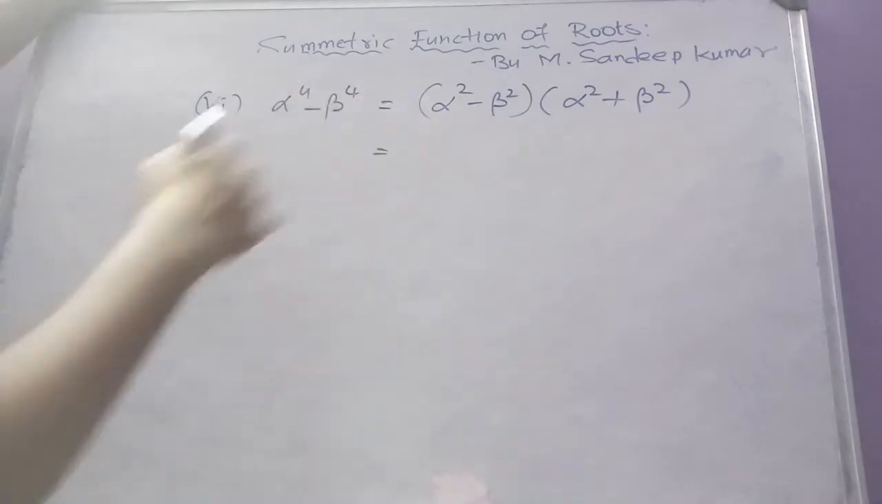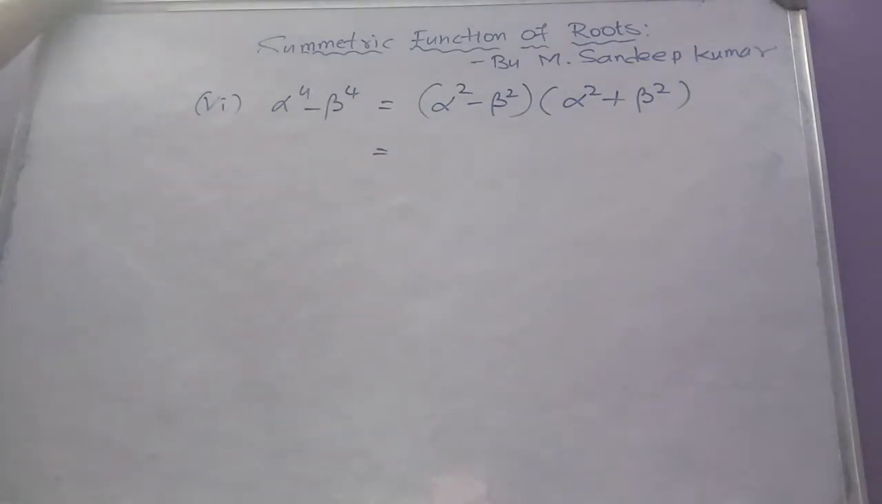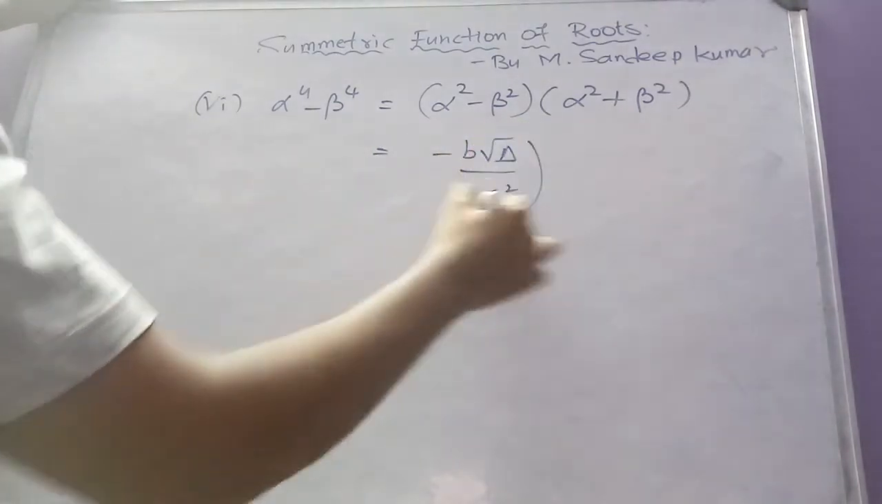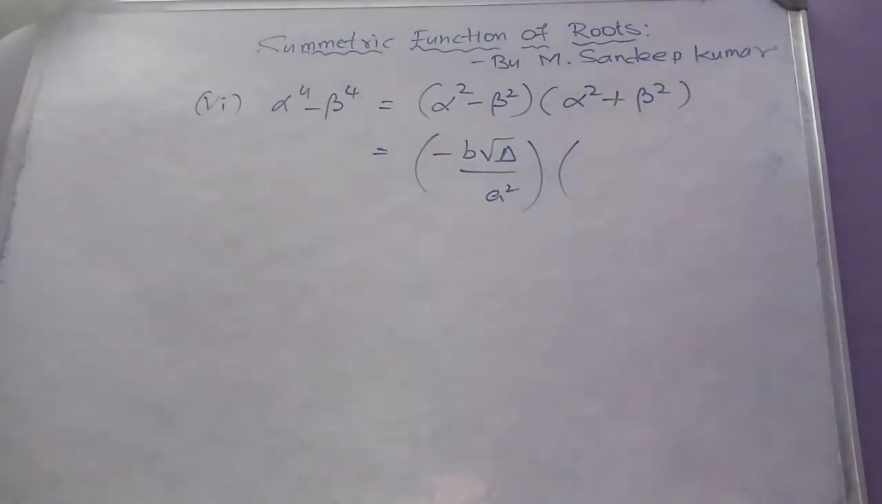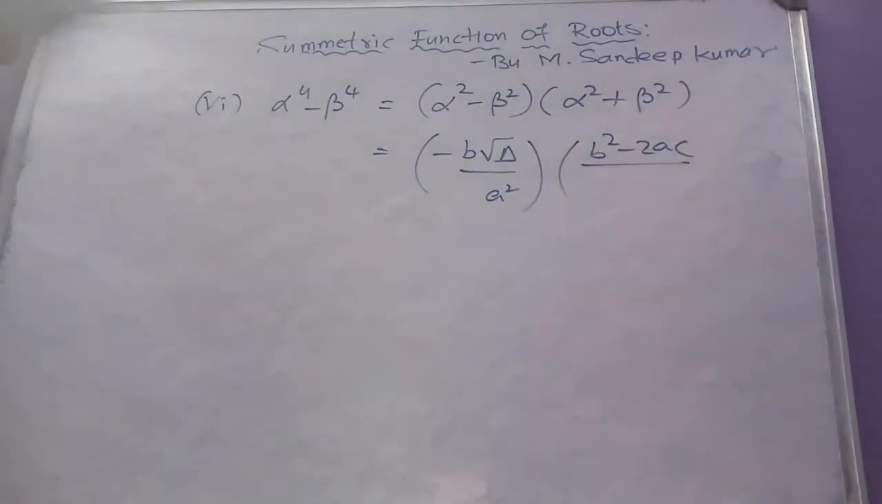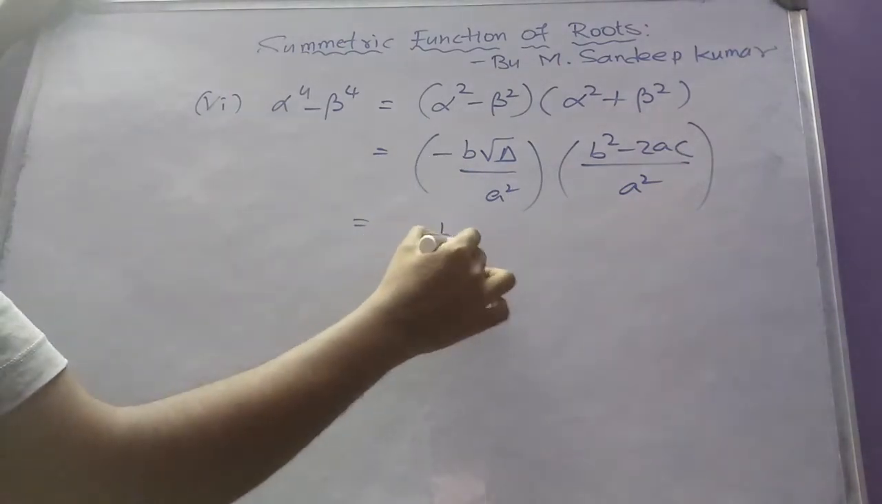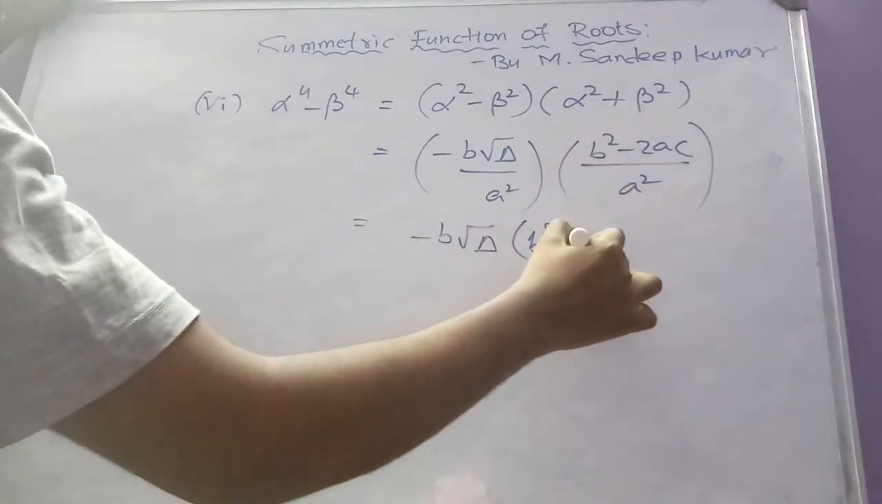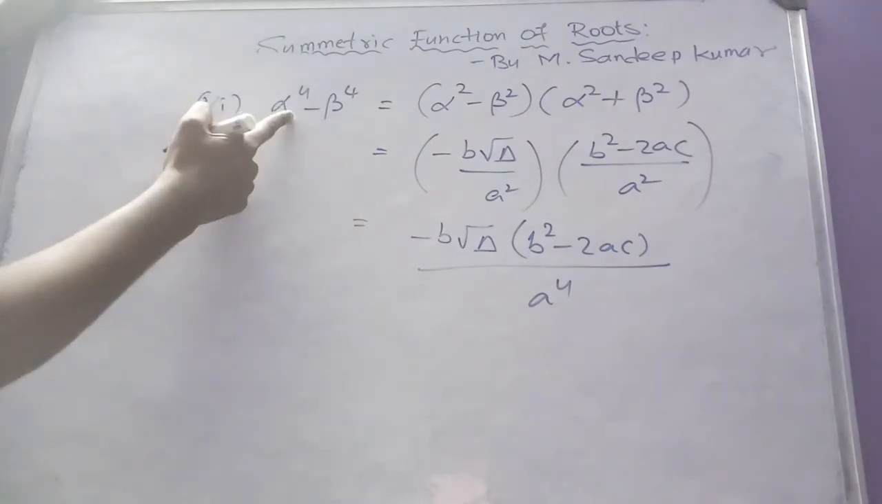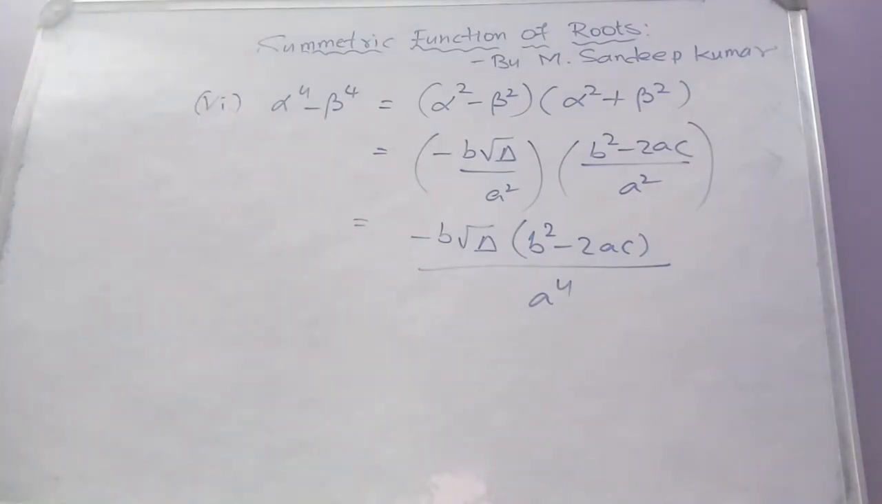And we have already derived alpha square minus beta square. So what we have got, alpha square minus beta square as minus b into root delta by a square. And alpha square plus beta square is (b square minus 2ac) by a square. That's it. So minus b into root delta times (b square minus 2ac) whole divided by a power 4. So this is the formula required to calculate alpha power 4 minus beta power 4.